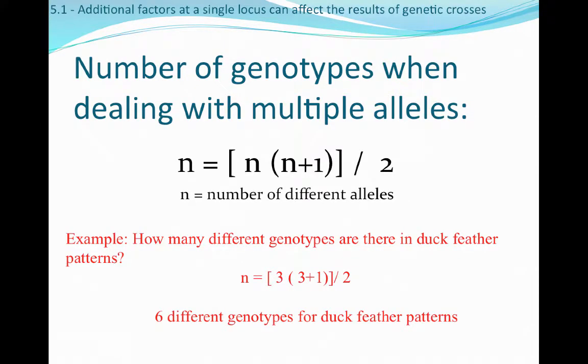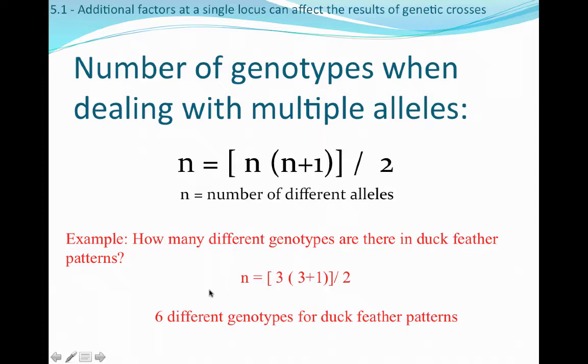All right, so our last slide in this segment here is looking at how to figure out how many phenotypes, how many genotypes we can actually get if we're dealing with multiple alleles. So this equation is pretty straightforward. N on the right hand side of this equation represents the number of different alleles, and the left hand side is really determining the number of genotypes with the multiple alleles.